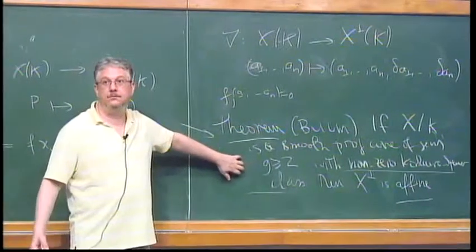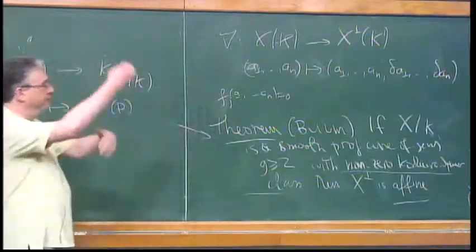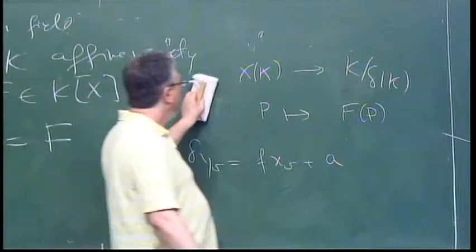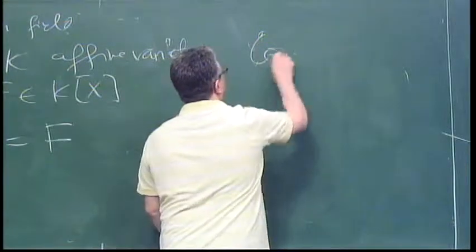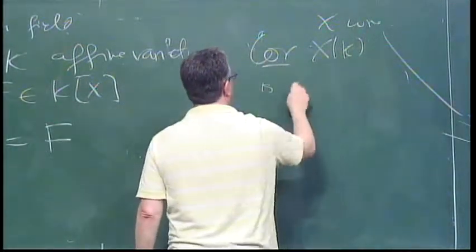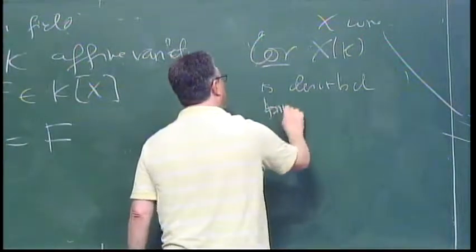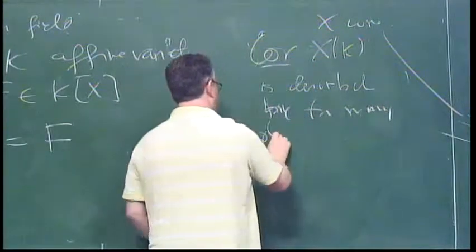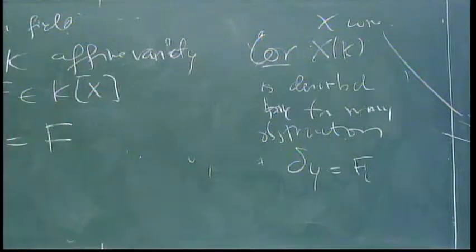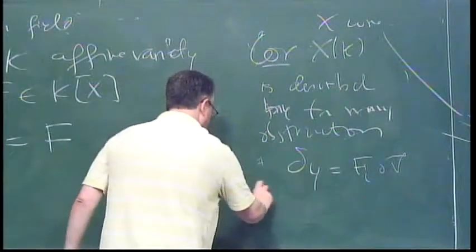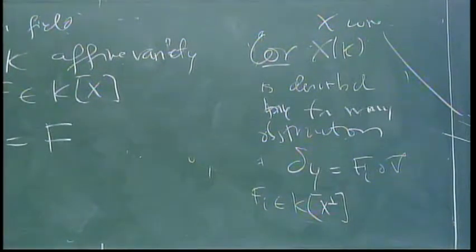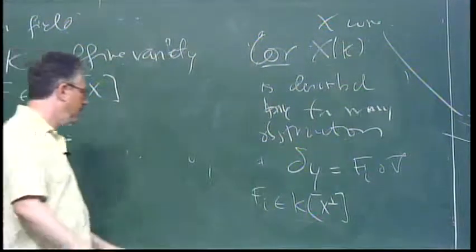And you can apply the same thing again. Now we've already differentiated there, and you can keep on differentiating. The corollary is that X(K), if X is a curve, just like here, is described by finitely many obstructions, delta y equals f_i, all composed with nabla, and f_i regular functions on X_1. Again, it's the same thing as before: you have to pass from the curve X to the affine surface X_1, and you have obstructions.